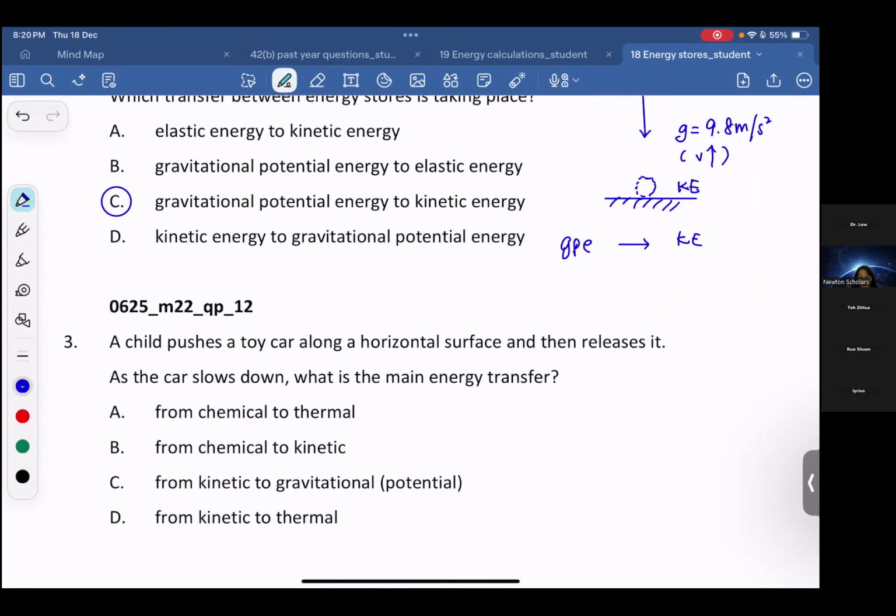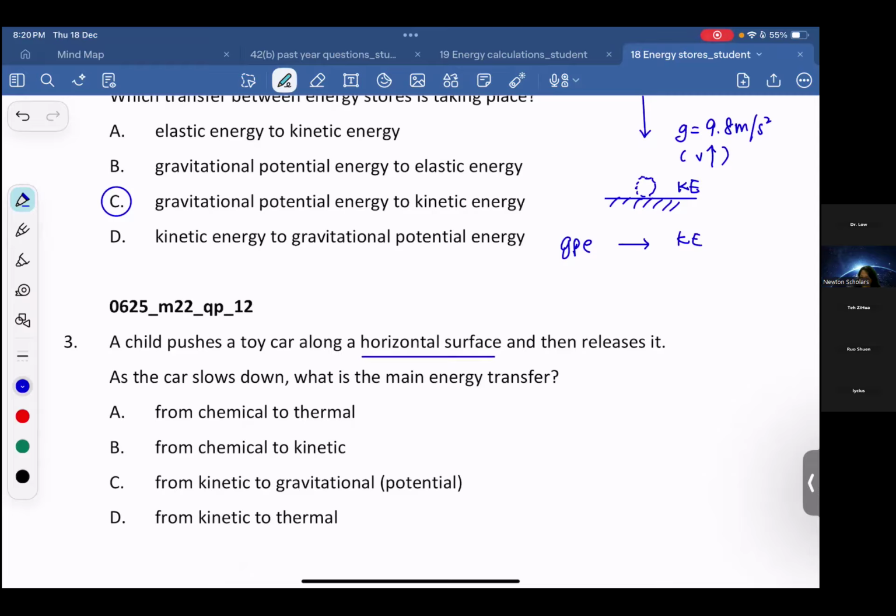Crystal, are you answering question number 3? No, Crystal, it's a horizontal surface, so your answer is wrong. Zihua, correct.